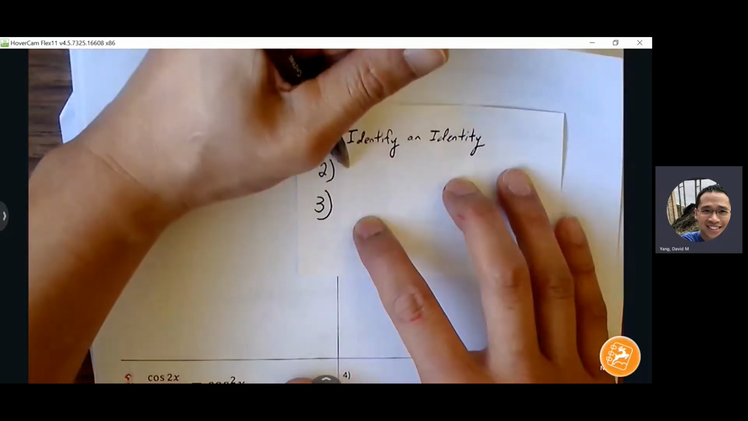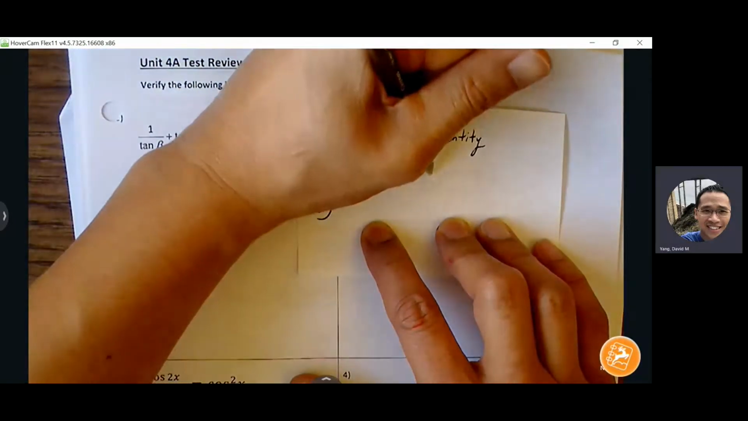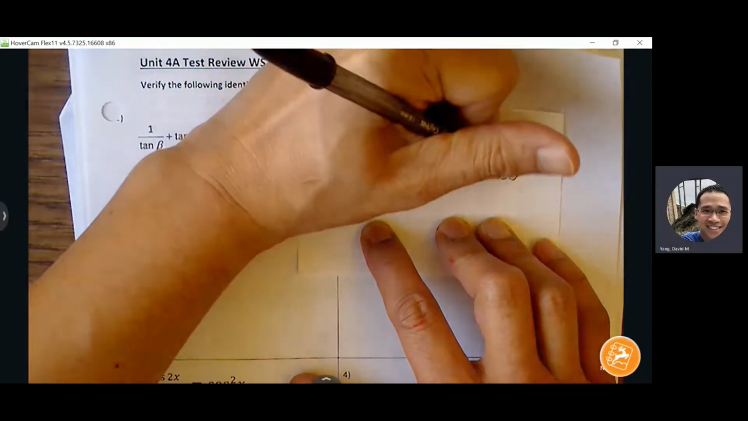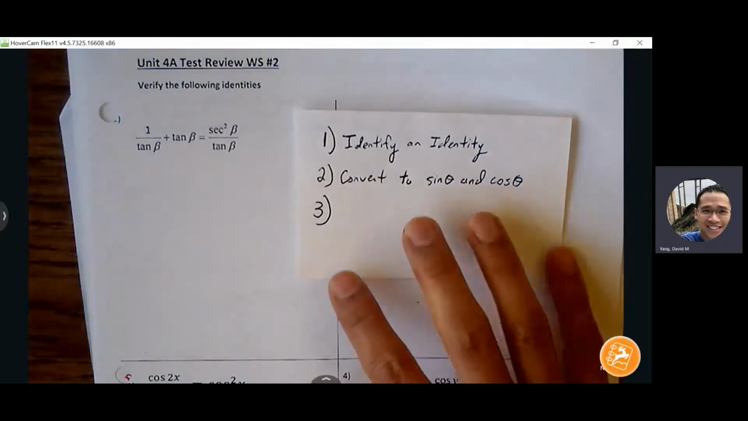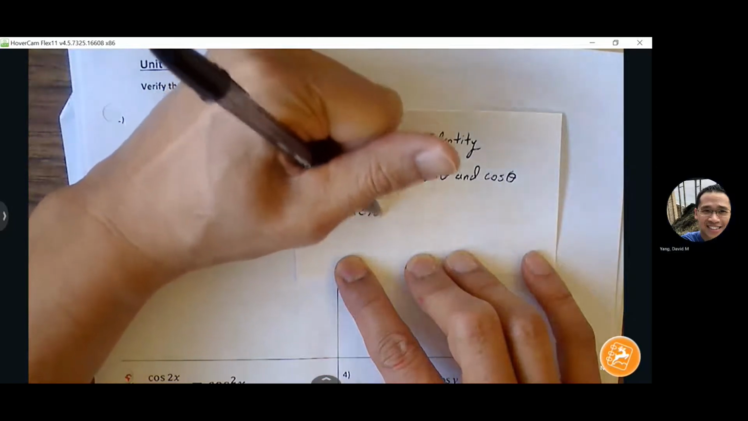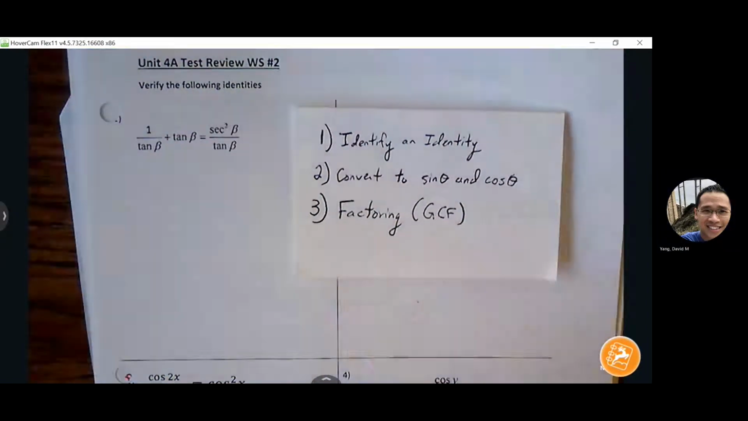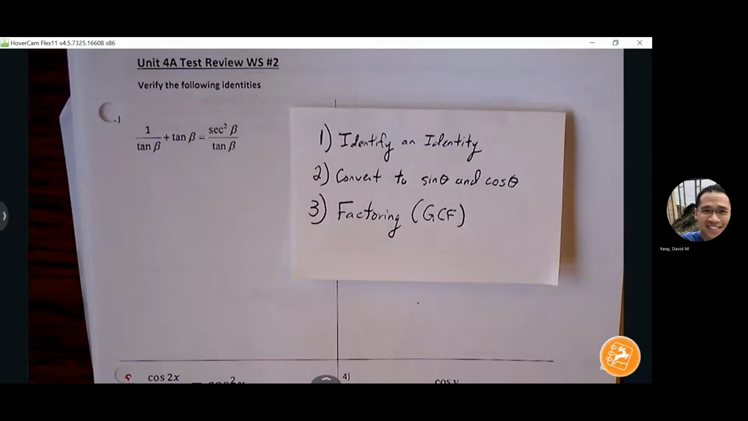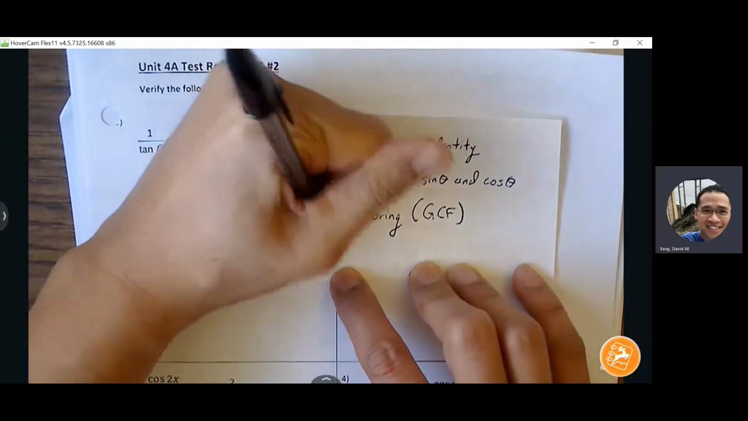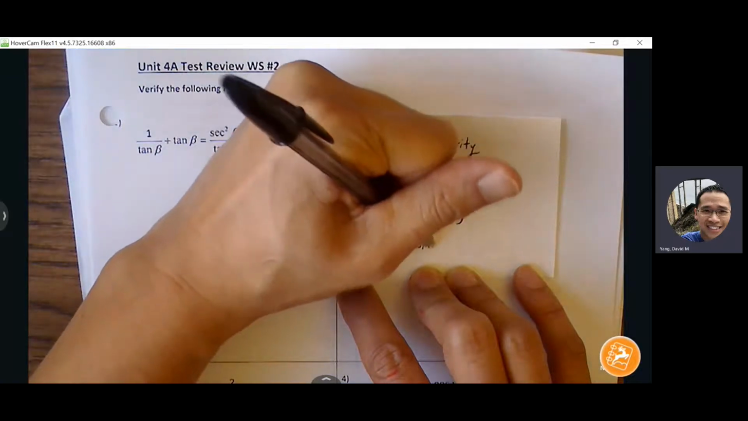The second possibility is also converting to sine and cosine, because we know everything can be represented in terms of sine and cosine. And the third is maybe it's a factoring problem. Maybe there's a GCF that can be pulled in front. And I would say maybe there's a 4th option: sometimes we need to consider that maybe a common denominator will get us started with the problem.